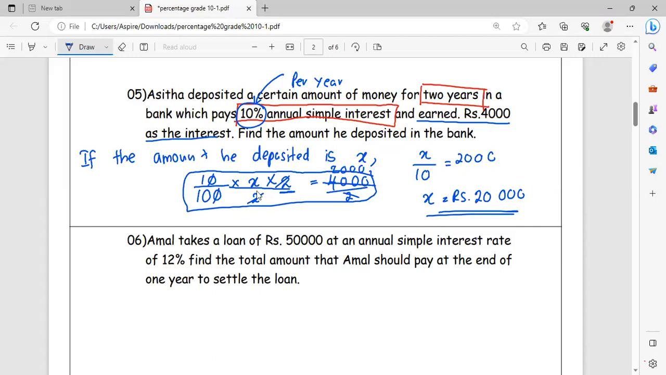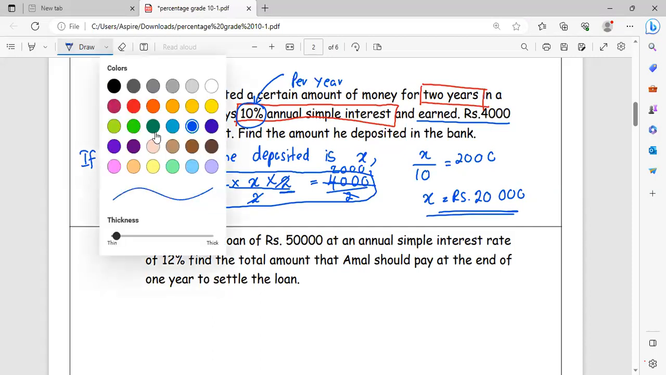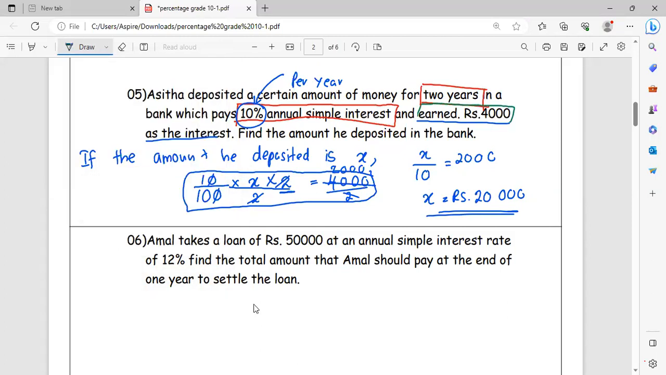Or you can find this in another way. Now, this is the amount that is obtained for 2 years. That means for 1 year, how much? It is 2,000, no?